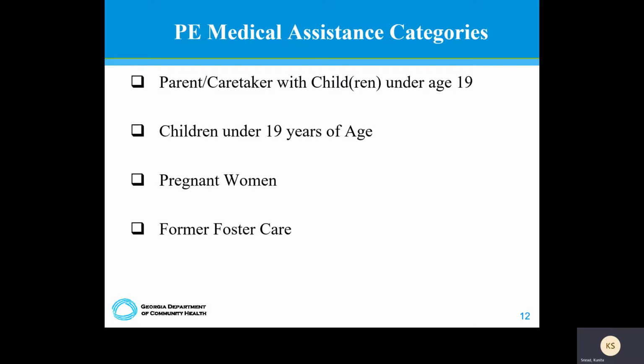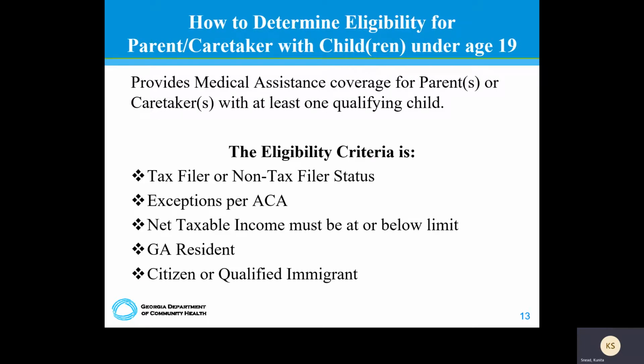Like I was saying earlier, you're not only going to be doing it just for pregnant women, but there are 3 other aid categories that you're going to be making PE determinations for, and we're going to go through each one of those. So the first one is your parent caretaker with children under the age of 19, and it's coverage for parents or caretakers with at least one qualifying child. That means that they have to have a child under the age of 19, and at the time of application, they are applying for them and the child.